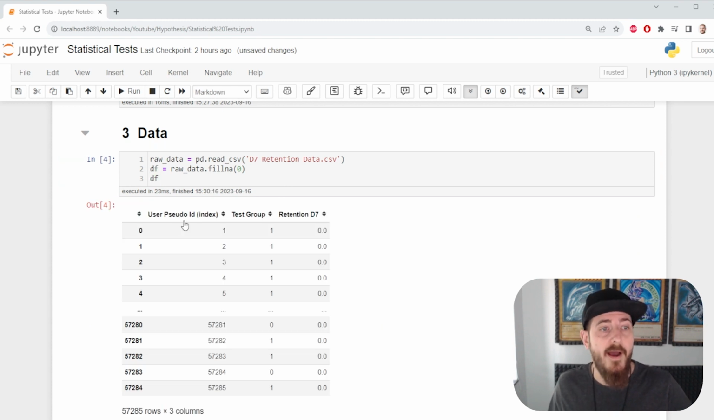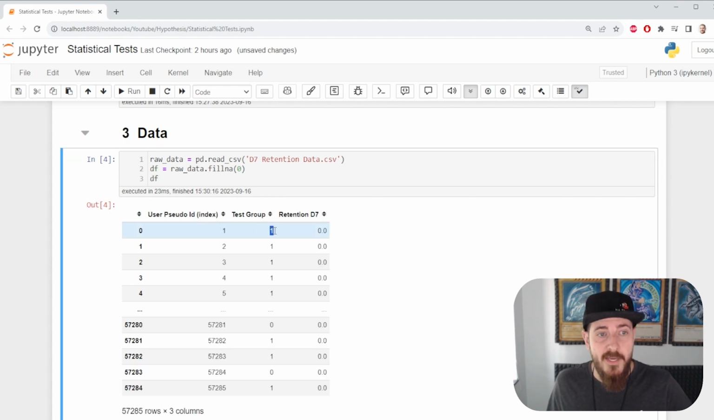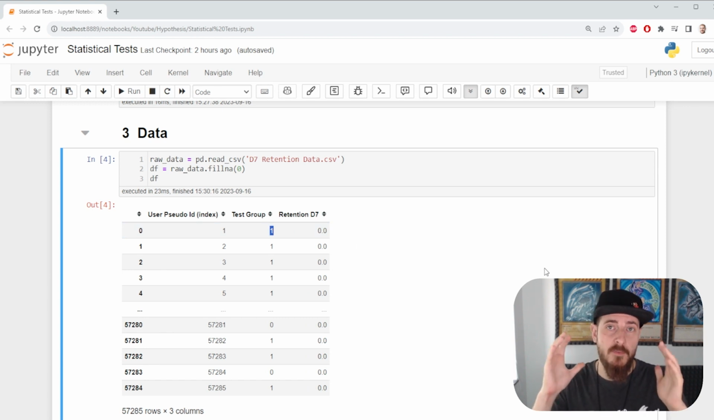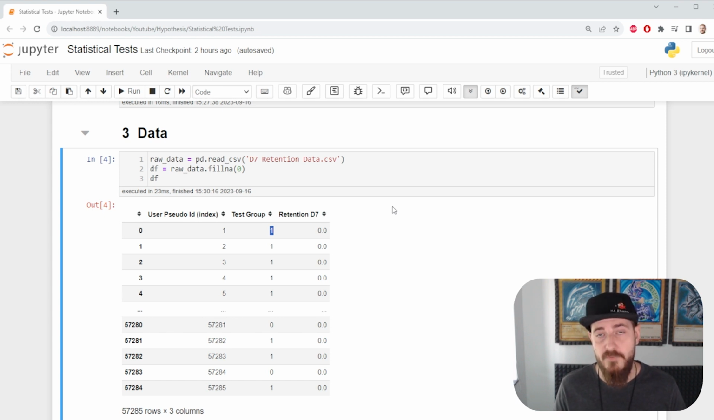In the dataset, I have user IDs, the test group of the A/B test they were in, 0 is our base or control group, whereas 1 is our variant where we changed something in the game and we're trying to see if it had a positive effect. Retention day 7 is basically the ratio of players that came back on their 7th day after installing the app. If they came back to the game, the value is 1. If they didn't, the value is 0. That's gonna be our raw data.